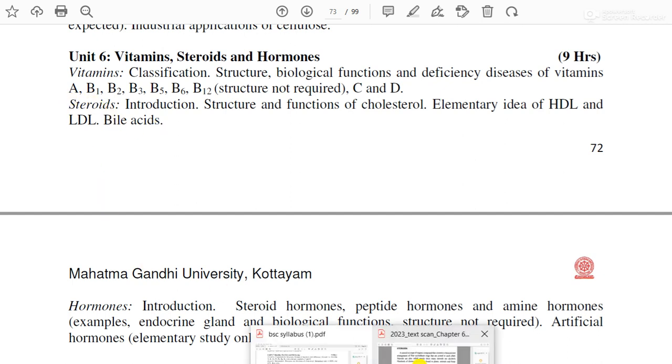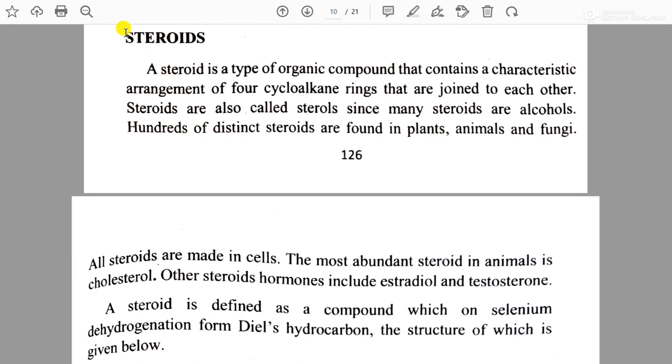Please take your textbook. Please take the section steroids. So steroids are a type of organic compounds that contain a characteristic arrangement of 4 cycloalkane rings that are joined to each other. So these are a particular category of organic compounds which contain 4 cycloalkane rings. Cycloalkane means cyclic structures of alkanes. Okay, so they have 4 cycloalkane rings, and these rings are joined to each other.